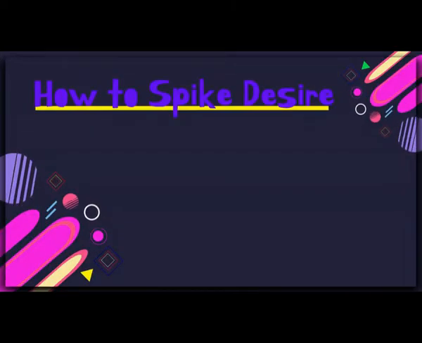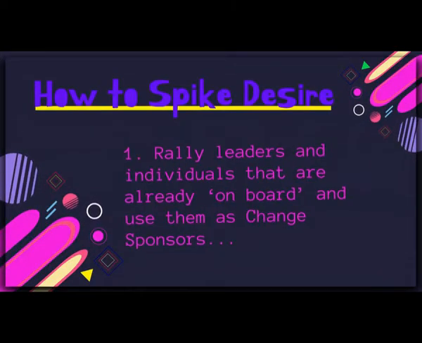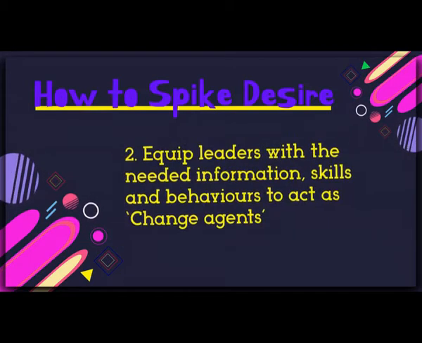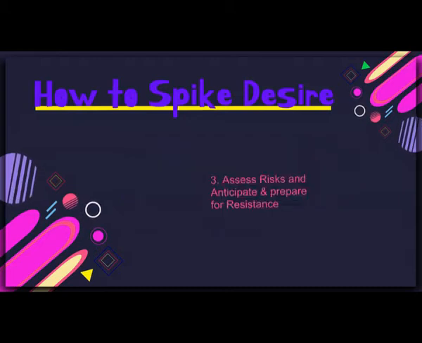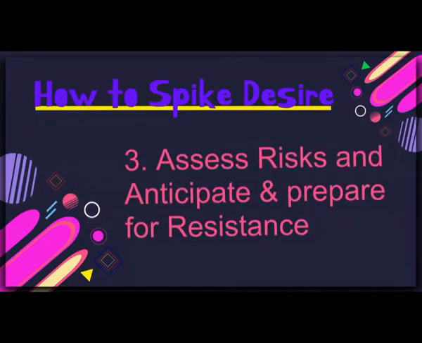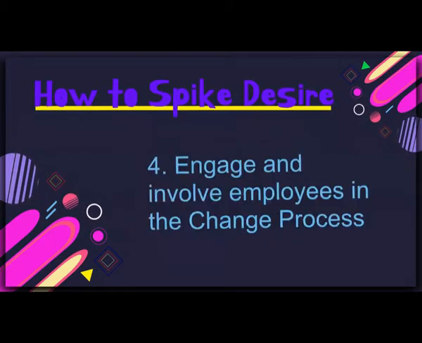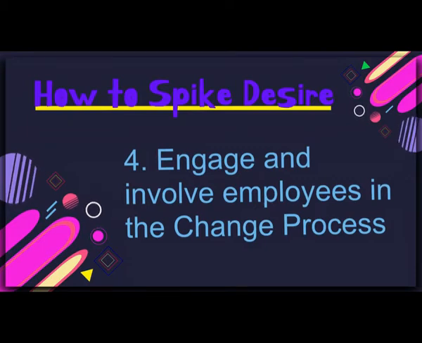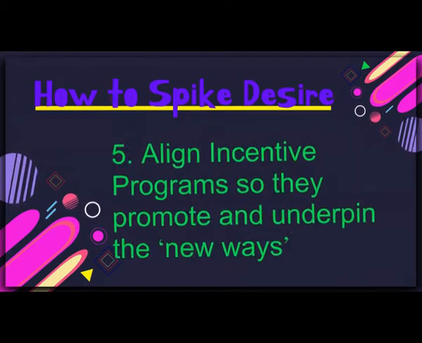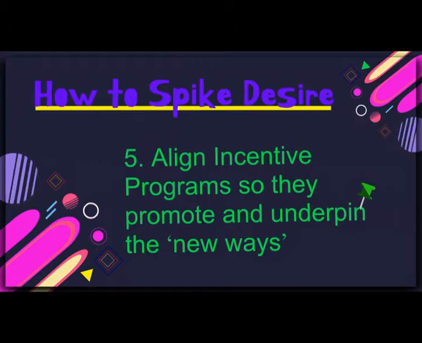Here are some suggestions on how to spike desire. Rally leaders and individuals that are already on board and use them as change sponsors. Equip leaders with the needed information, skills, and behaviors to act as change agents. Assess risks and anticipate and prepare for resistance. Engage and involve employees in the change process. Align incentive programs so they promote and underpin the new ways.